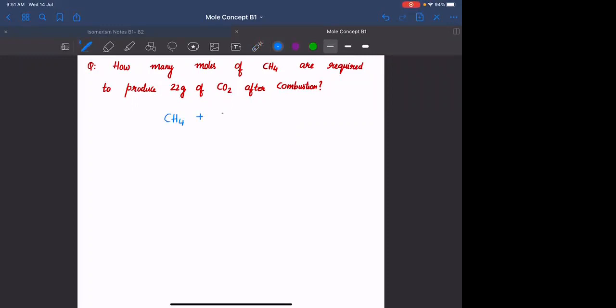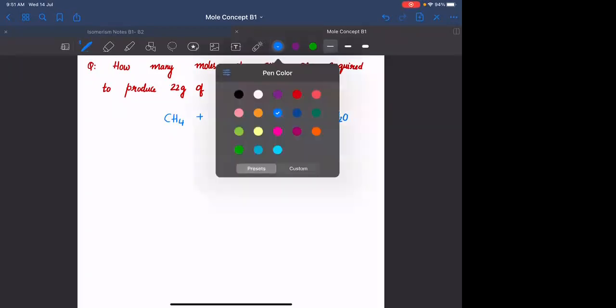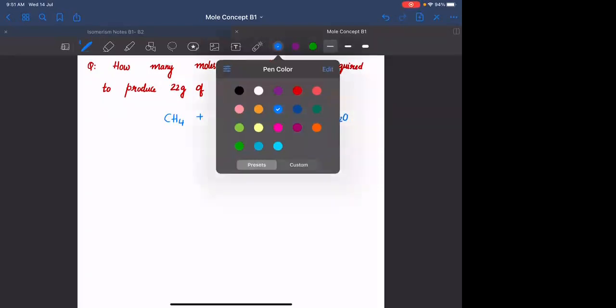CH4 on reacting with O2 gives CO2 plus H2O. Everyone remember this. Combustion matlab burning in the presence of O2. Combustion of any hydrocarbon will lead to formation of CO2 and H2O. Now you need to balance the equation.